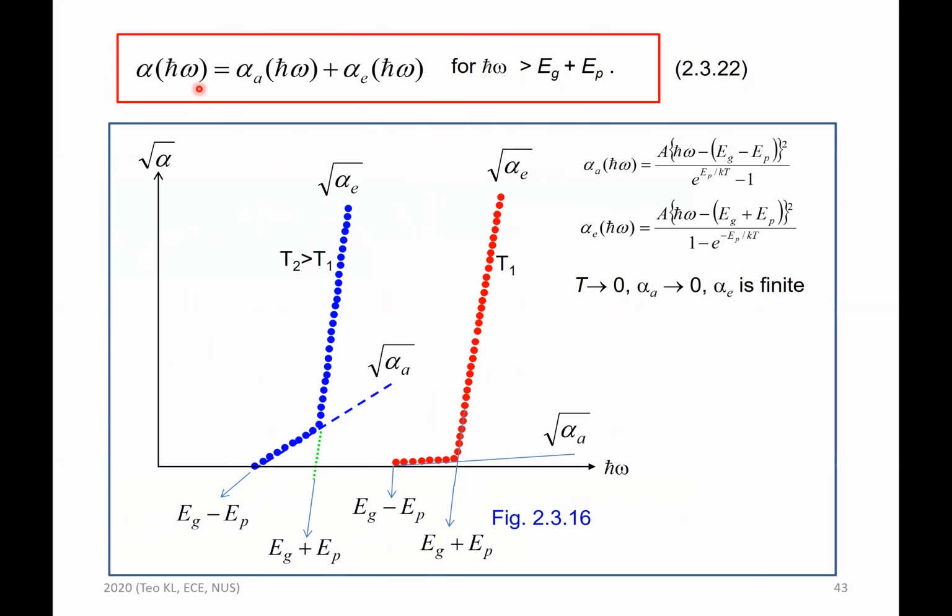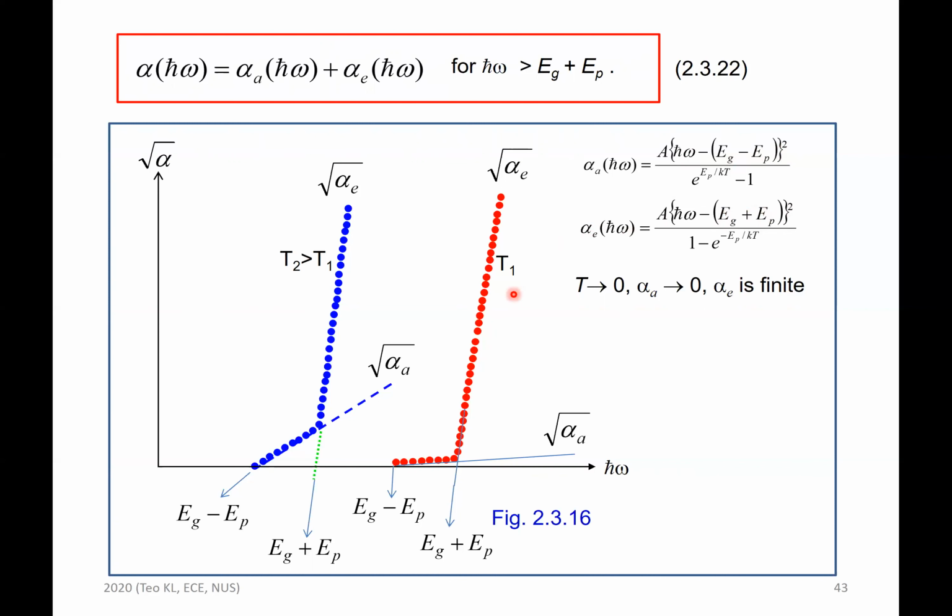So the absorption coefficient should be the absorption coefficient due to absorption of phonon or the emission of phonon. So I take the square root on both sides. For the absorption of phonon, if you take the square root on both sides, this goes like a square, so it will be a linear term. Similarly, for the absorption coefficient due to emission of phonon, if you take the square root on both sides, it will be a linear term, since this is a square.